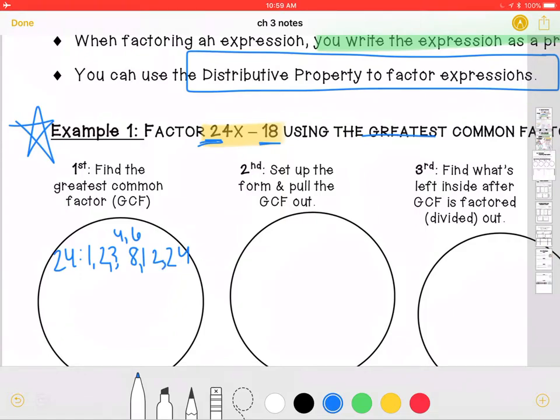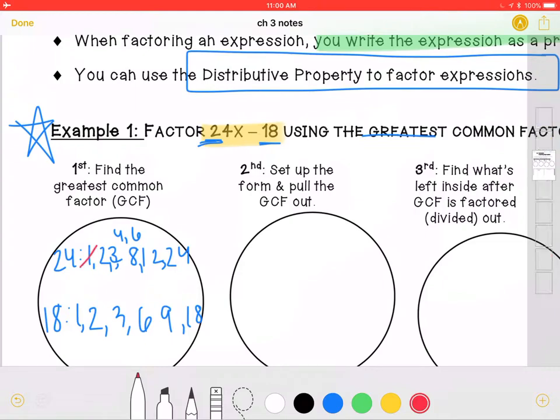And then let's write the factors of 18. I know it's 1 and 18. Go ahead, maybe list out the rest. Should be saying 2 and 9. And then 3 and 6. And that's it. So now you want to look, what's their greatest common factor?